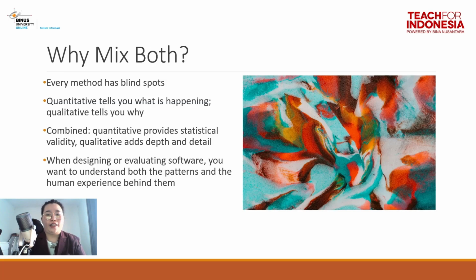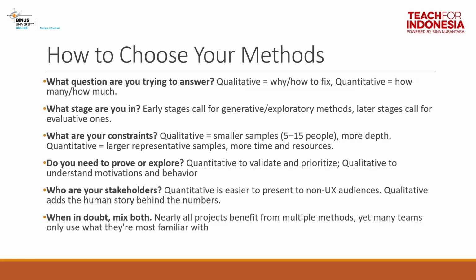So how do we choose our methods? We choose our methods by trying to list what questions we are trying to answer. Are we trying to fix something that we already know is wrong with the system? Or are we trying to know how many users are experiencing a certain pain point? It's a different thing. Or are we trying to know why a lot of users drop off at a certain point?